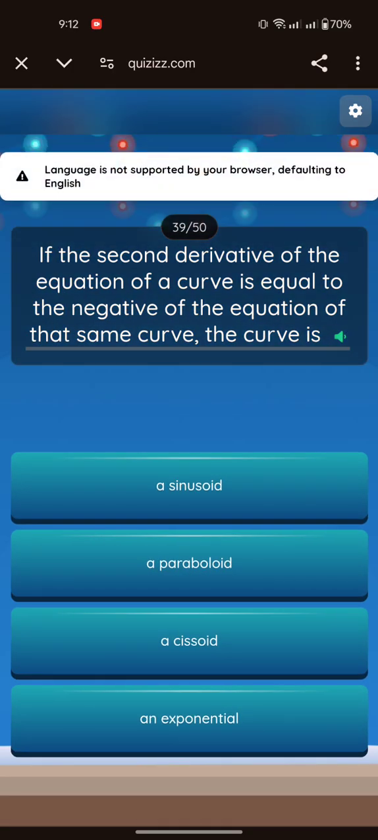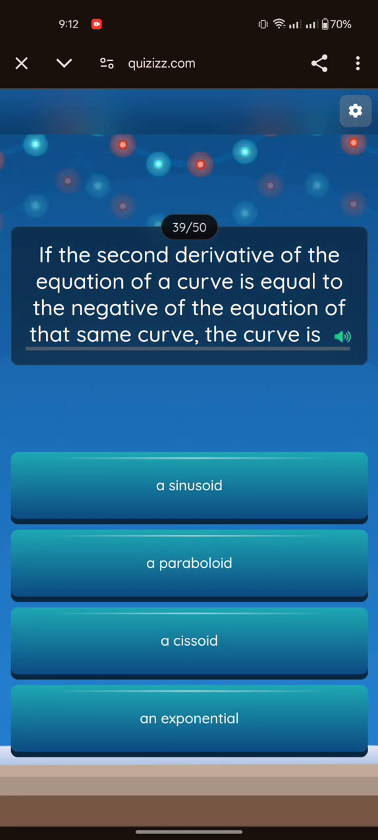Question. If the second derivative of the equation of a curve is equal to the negative of the equation of that same curve, the curve is. Option 1, a sinusoid. Option 2, a paraboloid. Option 3, a cissoid. Option 4, an exponential.